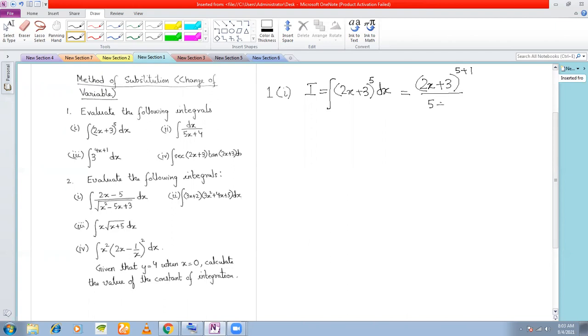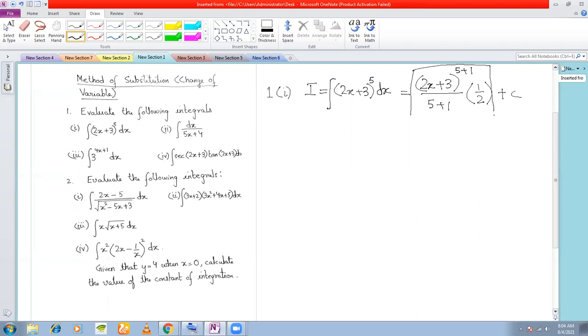Yes, sir. And not only that, but divided by the derivative of 2x + 3, which is 2, right? This you already know, isn't it? Just confirm to me you know this, right? Yes, sir. Okay, now, but how are we actually getting this?